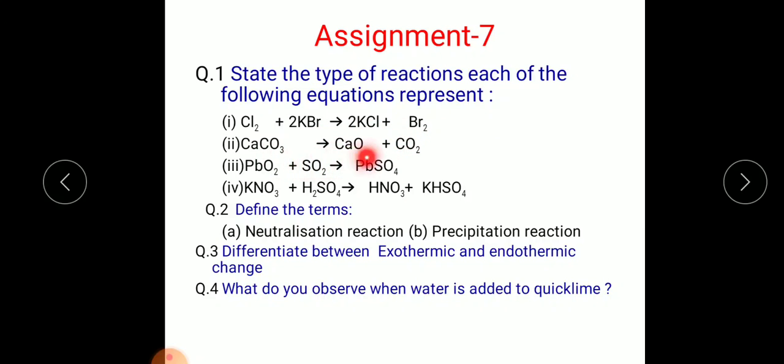Calcium carbonate giving you calcium oxide and carbon dioxide. Lead oxide reacts with sulfur dioxide to give lead sulfate. Potassium nitrate reacting with sulfuric acid to give nitric acid and potassium bisulfate.